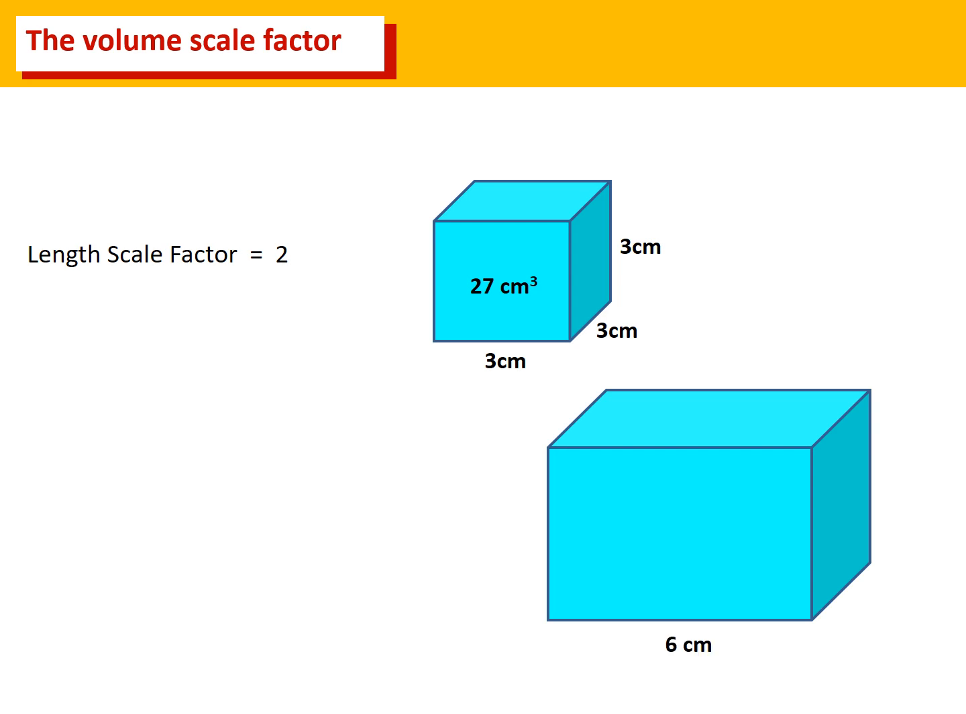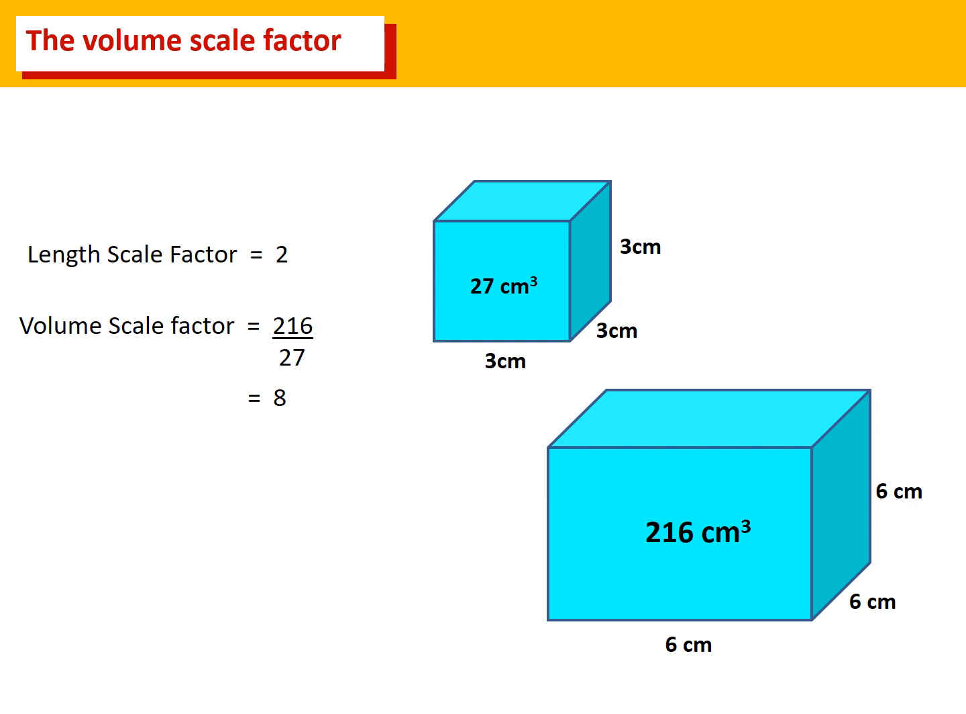So the lengths become 6, 6, and 6. And the volume of that cube now is 216 cubic centimeters. The scale factor for the volume, i.e. how much has the volume changed? Well, from 27 to 216, that's 8 times. So when the lengths have doubled, the volume is 8 times as much.